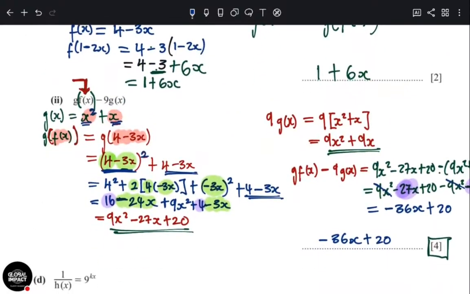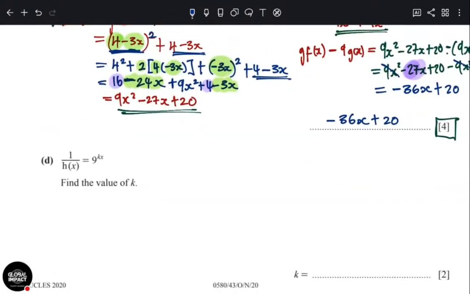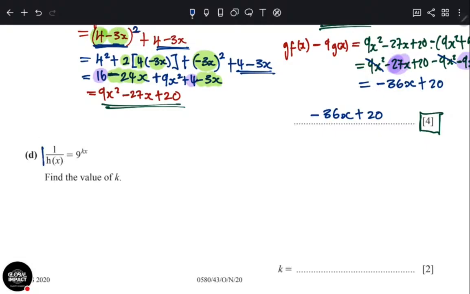Just go step by step, you get your answer. Now let's do this. 1 over h of x is equal to this. If they make things equal, you should make them. Put the values, make them. So you are going to say 1 over h of x is equal to 9 to the power of kx.